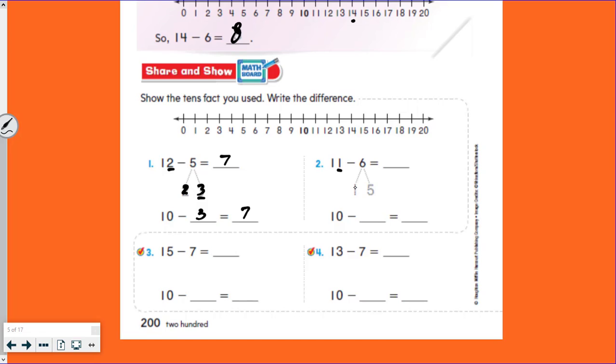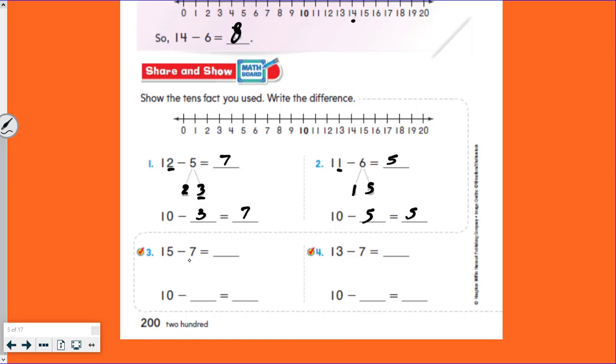So here's my ones place. So I have to take away 1. So I'm going to put a 1 there. And so I know 1 and 5 is 6. So I take away that 1. That leaves 10. And then I have to take away the 5. So 10 minus 5 equals 5. So my answer is 5.